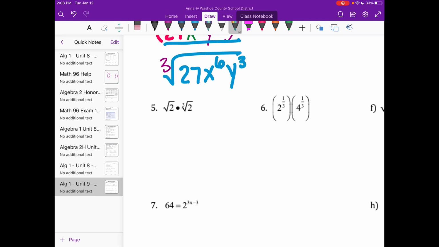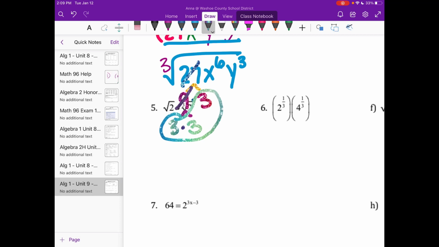27 looks like we're looking for groups of 3. 27 is 9 times 3. I'm just going to keep rolling with this. 9 is 3 times 3. Okay, there's my group of 3 with the 3's. So these guys are going to break out.